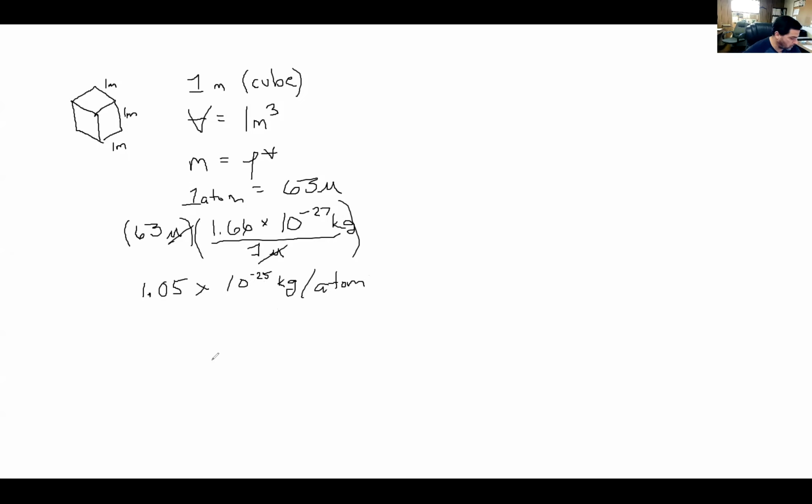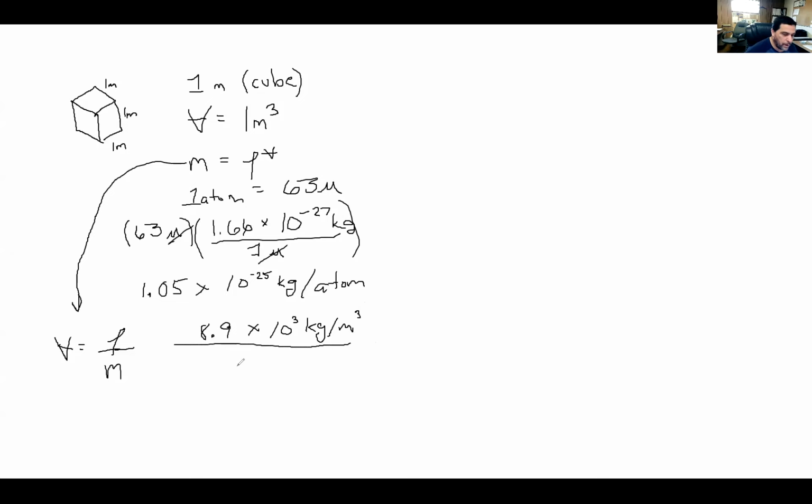So volume, if I rearrange this equation, volume is going to be density divided by mass. In the problem statement, they gave us the density of the copper. The copper is 8.9 times 10 to the third kilograms per meter cubed.